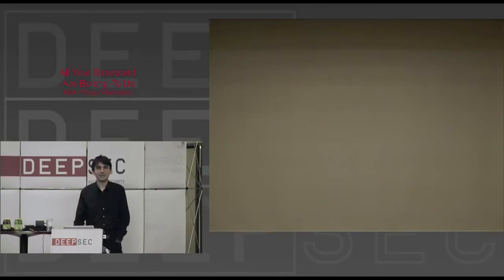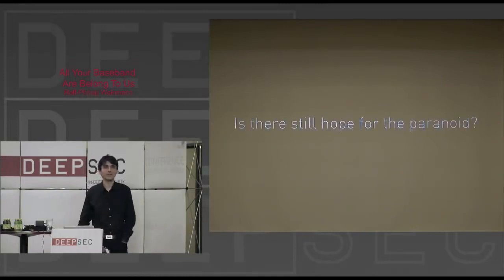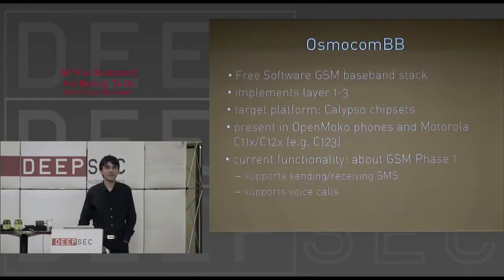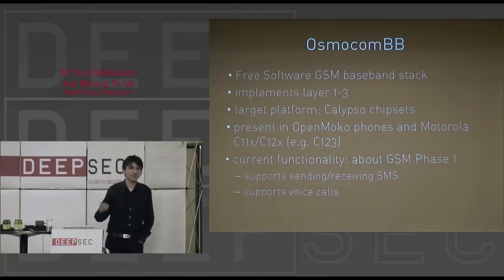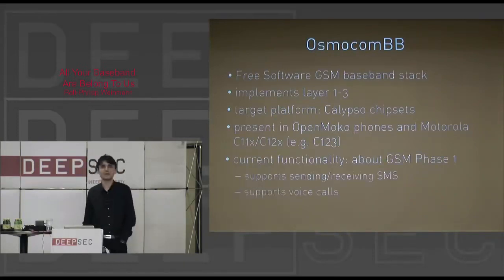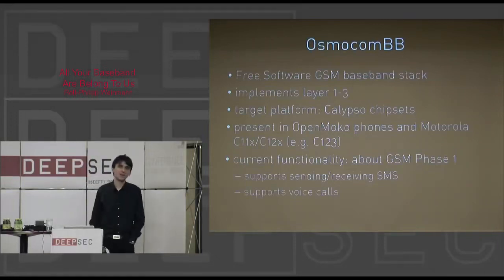But I think there still is hope for the paranoid, and you probably have seen the talk by Harald, and I think this is a project that we should all support, because if we have an open source and/or free software GSM baseband stack, then more people can actually look at the source code and will hopefully shake out security bugs.